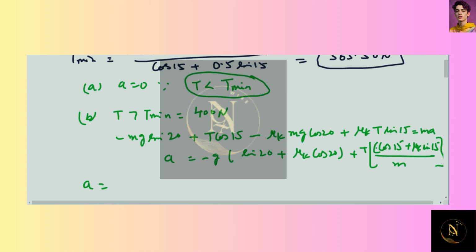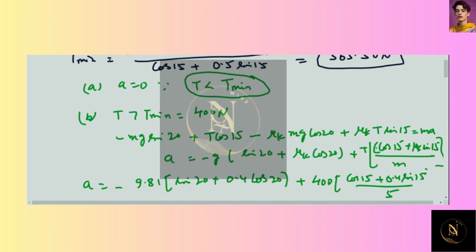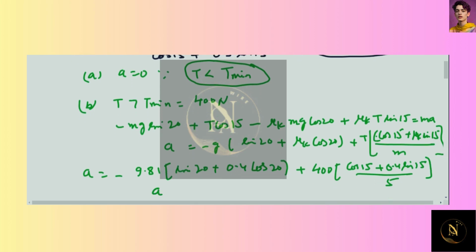So now substitute the values. g is 9.81, sin 20 plus 0.4 cos 20, plus 400 cos 15 plus 0.4 sin 15, upon 5. So it would be equal to 1.513 meter per second square. That's all.